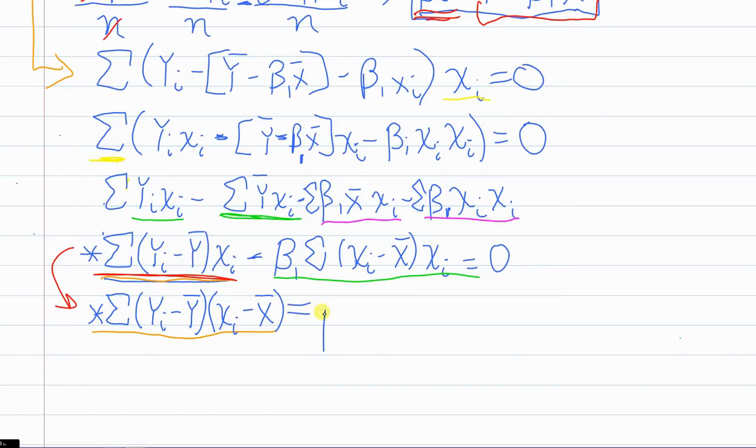Equals beta 1 times the sum of xi minus x bar times xi, which is the same thing as xi minus x bar times xi minus x bar. And to demonstrate that, you can do exactly the same thing we did before. Just multiply these terms out, and then you'll be able to see that two of those terms cancel, leaving us with exactly the same thing here, okay? And now we're basically done.